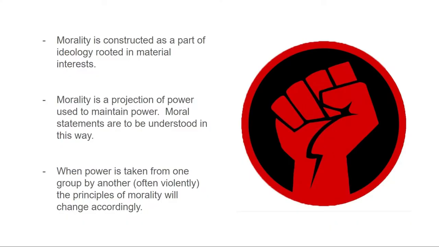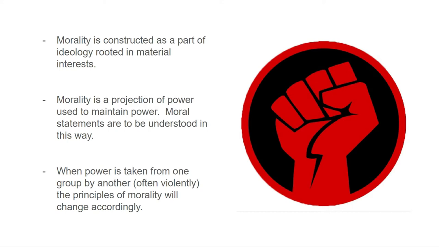So if you break down this approach, morality isn't something that's revealed by a deity, and it's not really evident by the nature, like some sort of underlying nature of reality or reason, but it's really found as an outgrowth of ideology. So if you have an ideology based on capitalism, your morality will suit that. If you are looking at a communist ideology, then your morality will be based on the interests of communism. So morality serves ideology. It's constructed by it. This means then, as I said, morality is the projection of power, and it's used to maintain power.